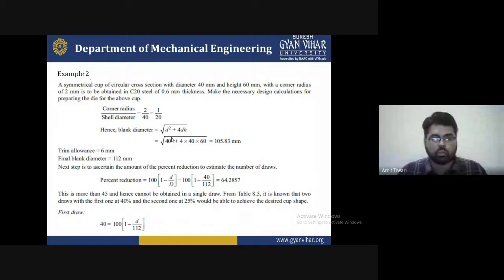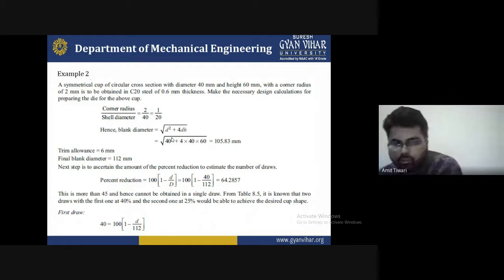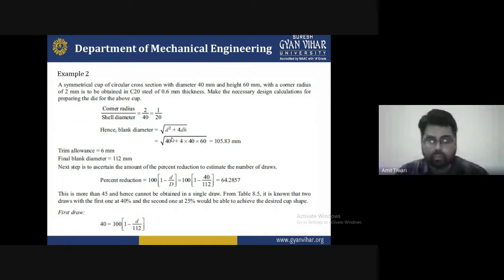After we find the diameters, we can calculate the percentage reduction. The percentage reduction indicates the reduction value between the blank diameter and the final blank diameter. So these are the differences between them, which we have to consider for making the series of draws.